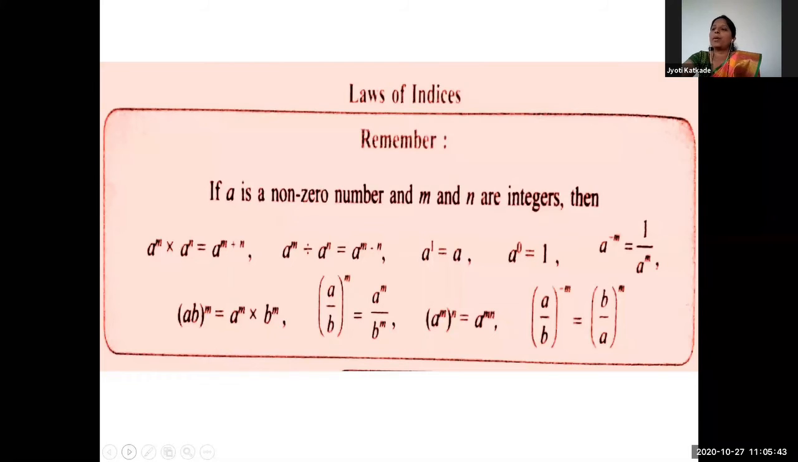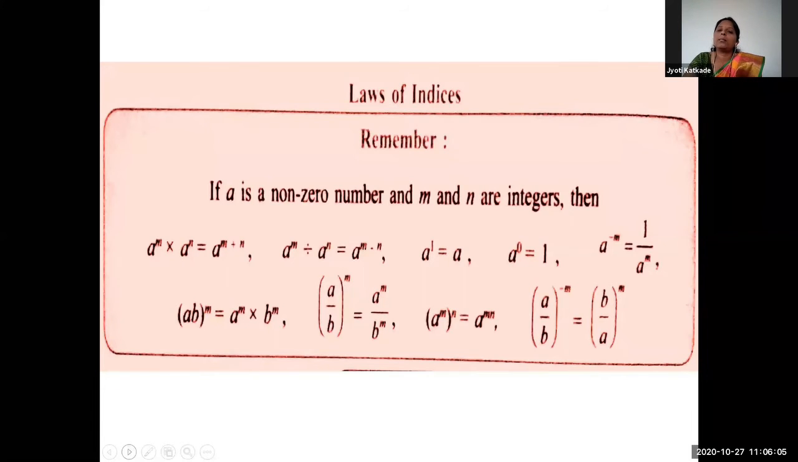a raised to minus m is equal to 1 upon a raised to m. And there is the example y raised to minus 4. Same as a raised to minus m, there is y raised to minus 4. So the answer we write is 1 upon y raised to 4. Okay. This is how the answer was written, 1 upon y raised to 4.